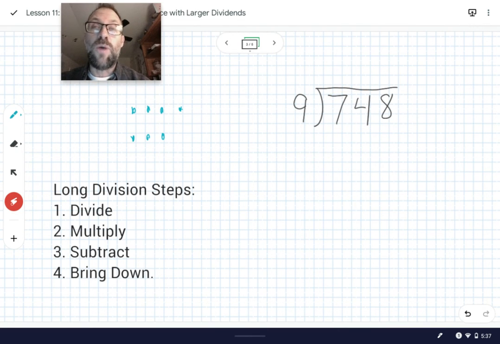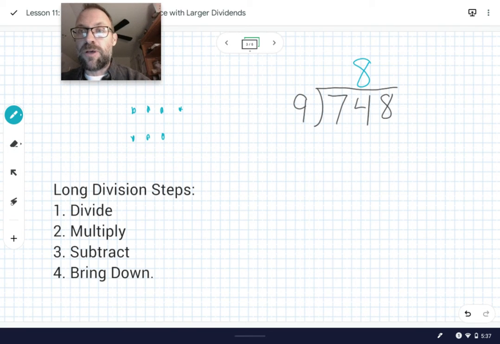Now we can say, oh, I know my 9s tables. 9 times 7 is 63. 9 times 8 is 72. Let's do 8 groups. So we'll write the 8 above the last digit in the number we're dividing. So the last digit of the number we're dividing is the 4. And that is where the 8 goes, above the 4.